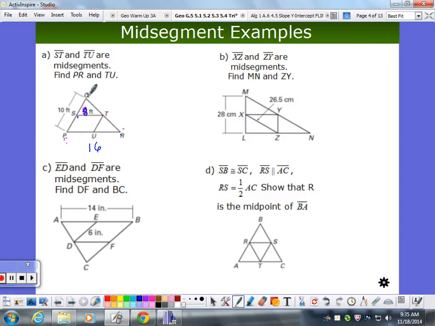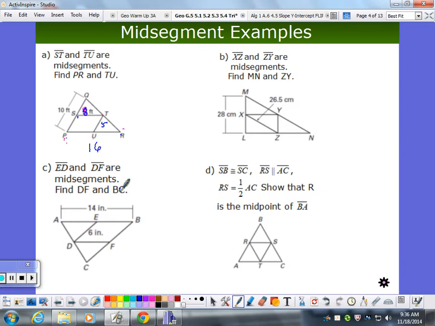This whole thing, PQ, is 10, and TU is a midsegment, so what's the length of this one? This one's 10, so this one is? Kaya, what do you think? 5. Just take half. So midsegments are parallel, and one is half the length of the other.